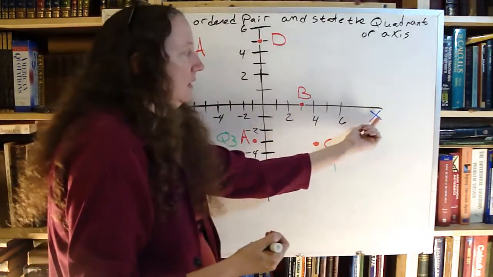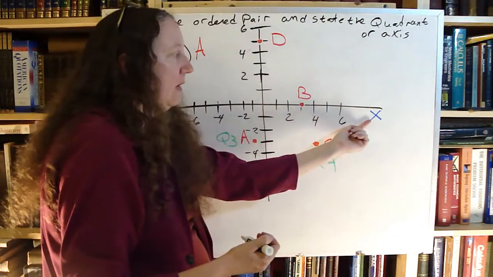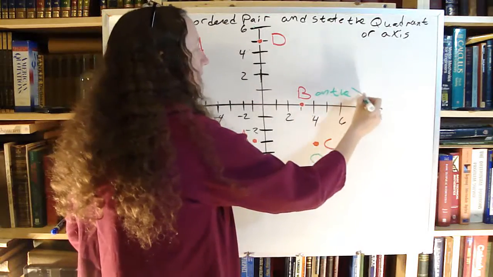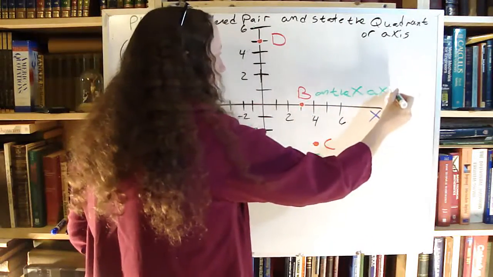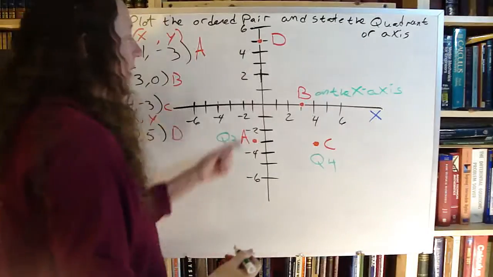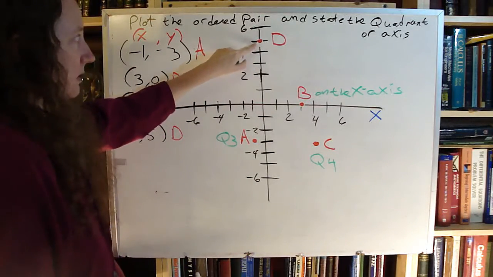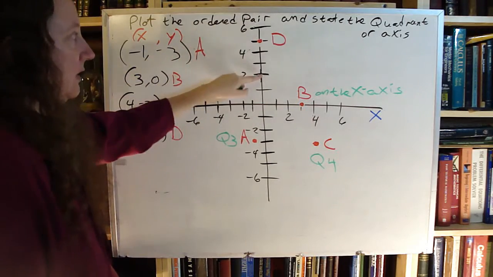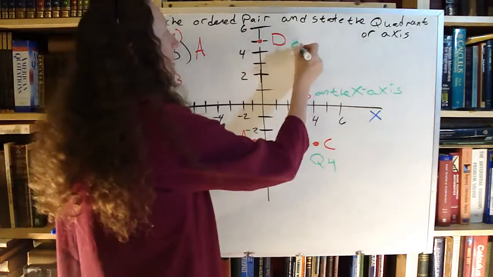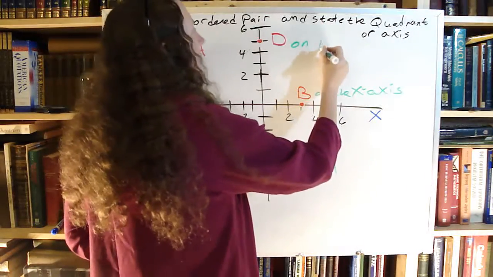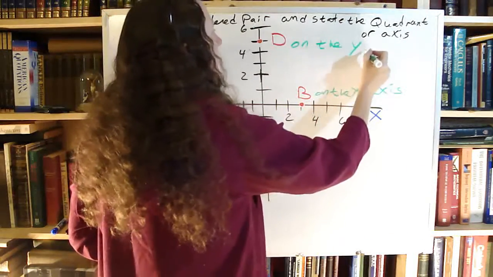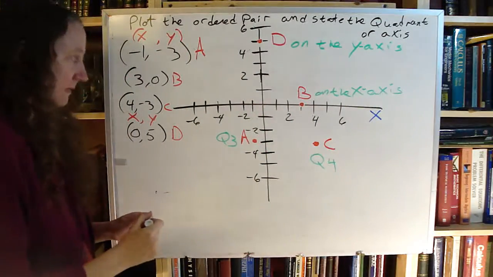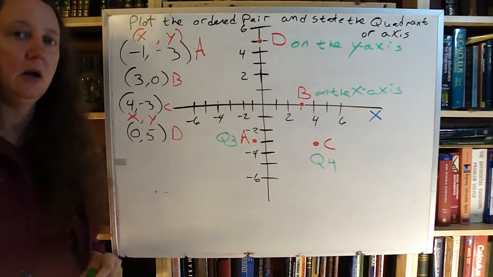This is on this line. That is my x-axis. D is falling on the up and down line, the up and down axis. So this is on the y-axis. Now I finished my problem.